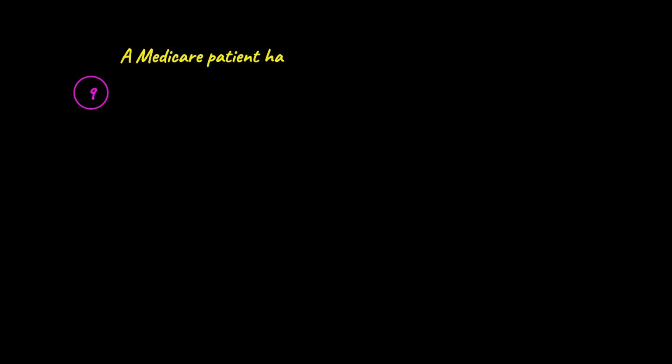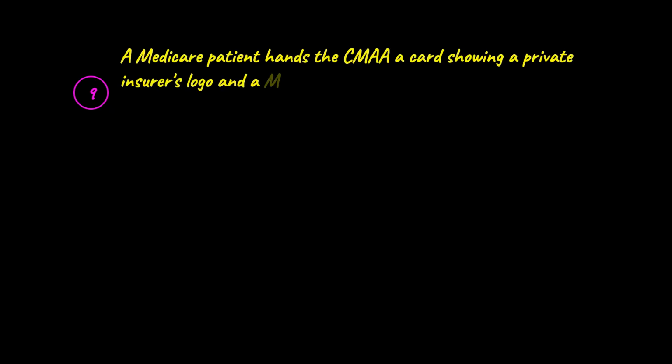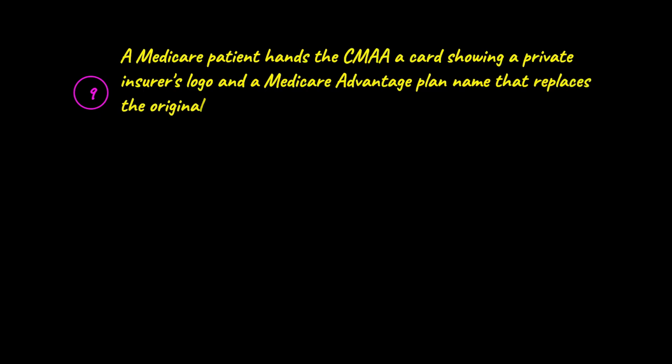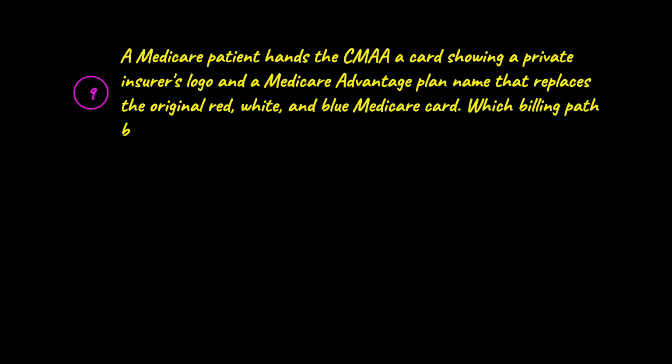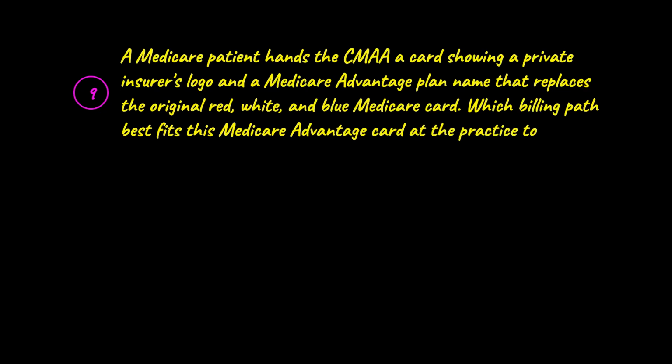Question 9. A Medicare patient hands the CMAA a card showing a private insurer's logo and a Medicare Advantage plan name that replaces the original red, white, and blue Medicare card. Which billing path best fits this Medicare Advantage card at the practice today? Your options are A. Bill the Medicare Advantage plan directly.